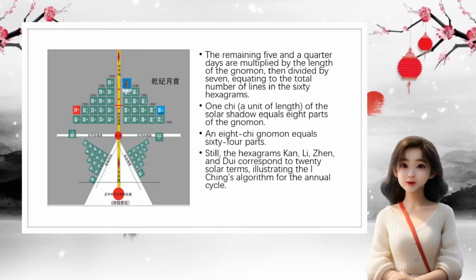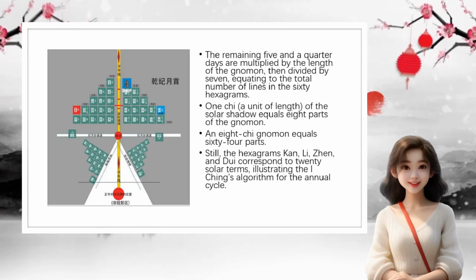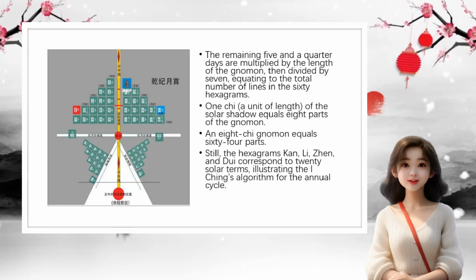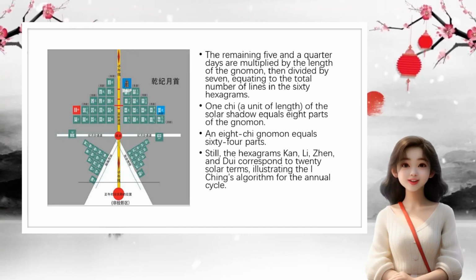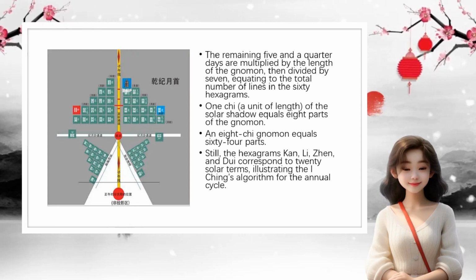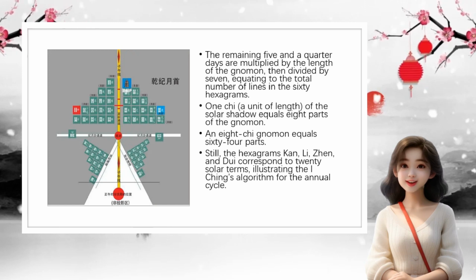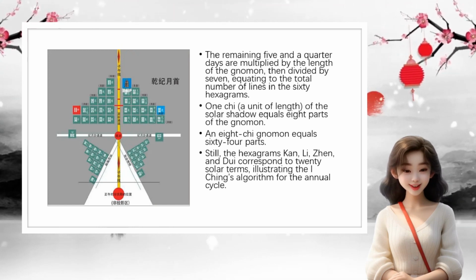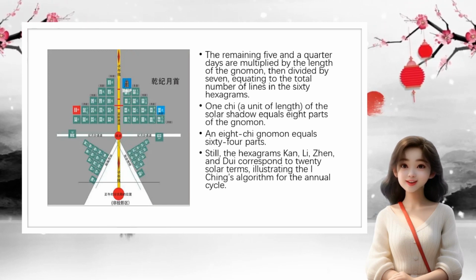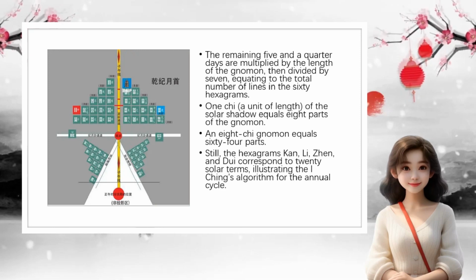The remaining 5¼ days are multiplied by the length of the gnomon, then divided by 7, equating to the total number of lines in the 60 hexagrams. 1 chi, a unit of length, of the solar shadow equals 8 parts of the gnomon, and 8 chi gnomon equals 64 parts. Still, the hexagrams Kan, Li, Zhen, and Dui correspond to 24 solar terms, illustrating the I Ching's algorithm for the annual cycle.